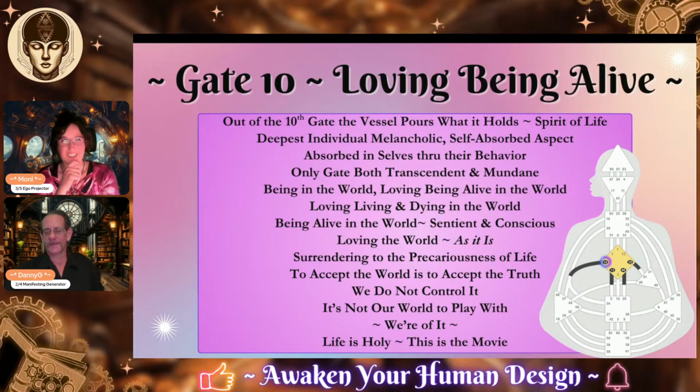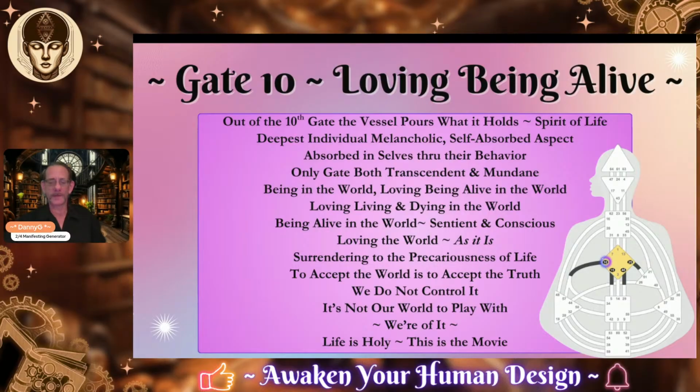So gate 10, this is the love of ourself. It is part of the individual centering circuit. It can never be removed from gate 25 across the G center from it. And so gate 10 and gate 25: the universal love of all things, and then gate 10's love of itself.